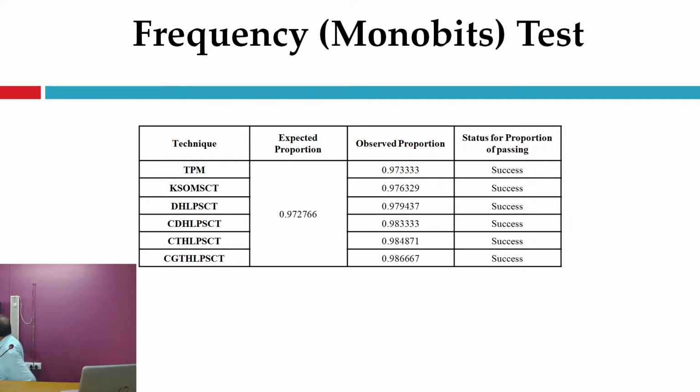So you see, in all cases the monobit test is passed. I have told you what the problem is in the monobit test. That means out of 10 binary numbers, 50 and 51, that is also a random number. So that has a problem. But all methodologies have passed here.